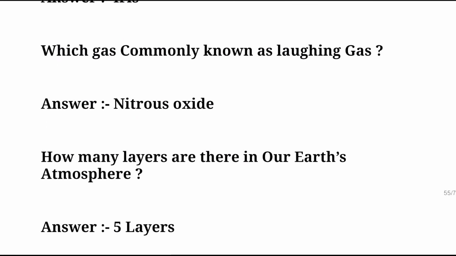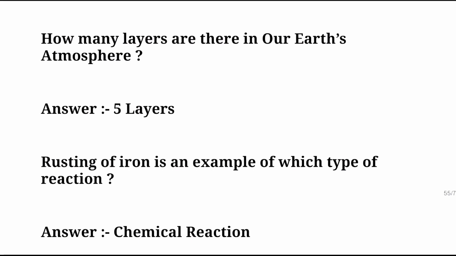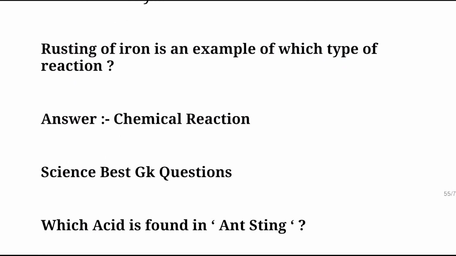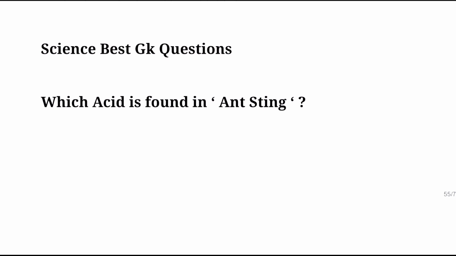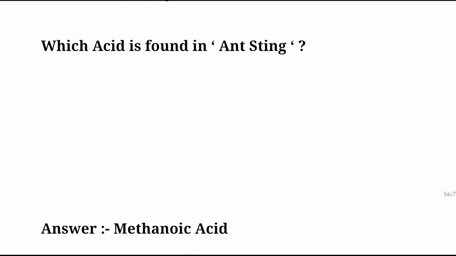Which gas commonly known as laughing gas? Answer: nitrous oxide. How many layers are there in our Earth's atmosphere? Answer: 5 layers. Rusting of iron is an example of which type of reaction? Answer: chemical reaction. Science best GK questions. Which acid is found in ant sting?